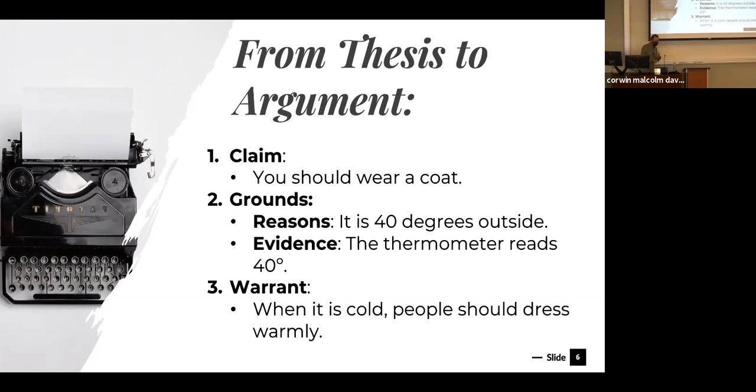Any part of the other statement could be said by itself. You need to put your coat on, but there's no warrant, right? There's nothing saying why, because it's 40 degrees. On the flip side, you see what happens when people cite a lot, but don't actually have a point. Someone walks up to the thermostat and says, it's 40 degrees outside. And you look at them and say, okay, what am I supposed to do about that, right? Does this make sense?